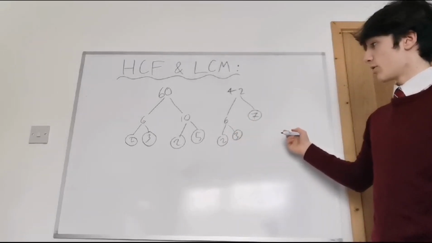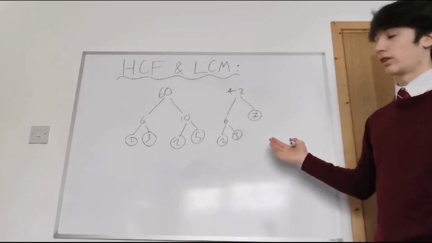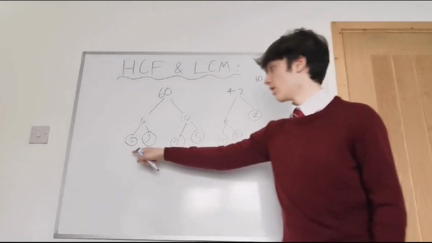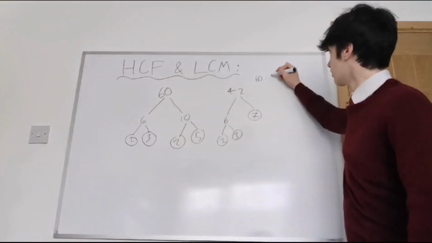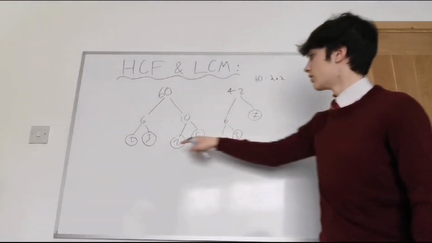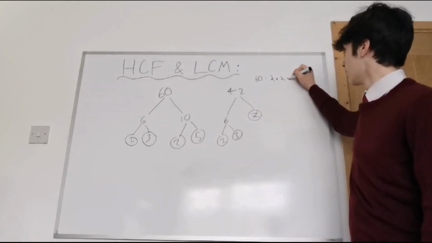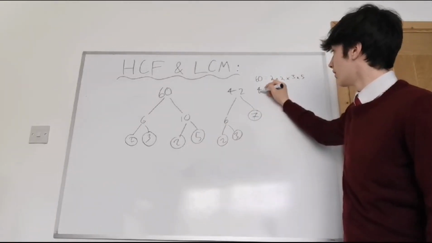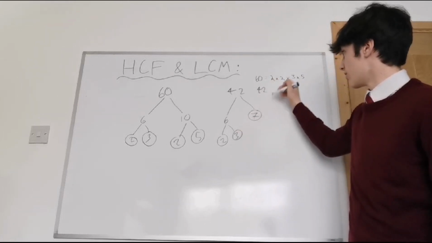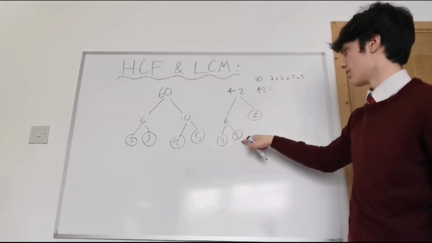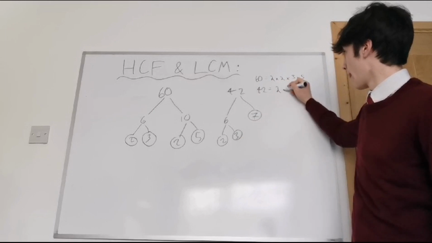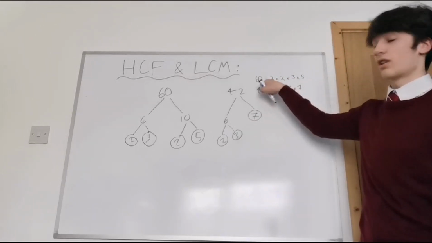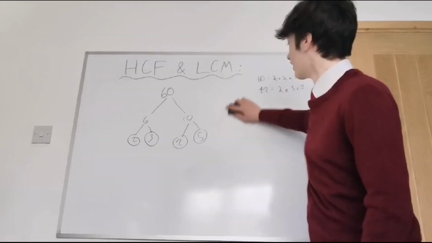So now I know what the prime numbers are, but I want to write it more clearly. I'm going to say that 60 is equal to 2 times 2 times 3 times 5. Now I'm going to say 42 is equal to 2 times 3 times 7. So now we've expressed these numbers as a product of their primes.